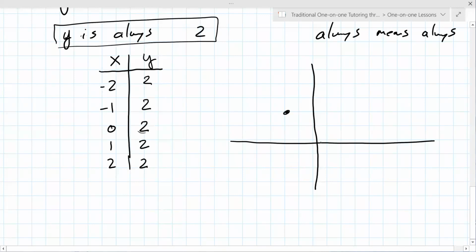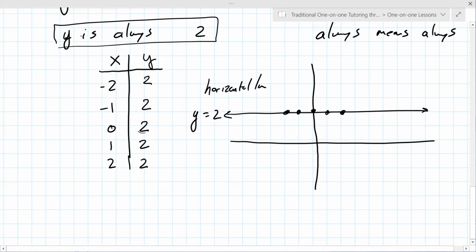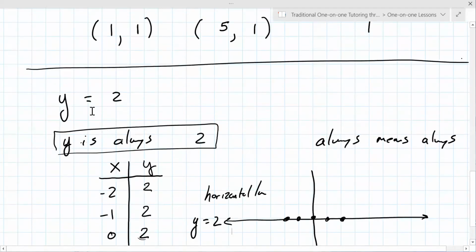(-2, 2), (-1, 2), (0, 2), (1, 2), (2, 2). What kind of line is that? It's a horizontal line at y equals 2. Again, it all comes from when it says y equals 2, that means y is always 2. You have to say it out loud and believe it.